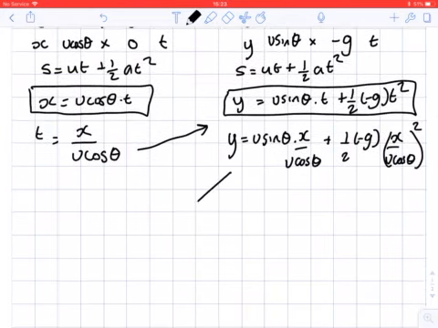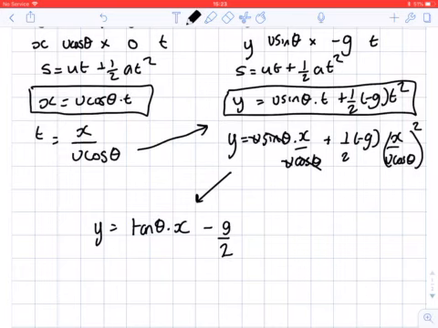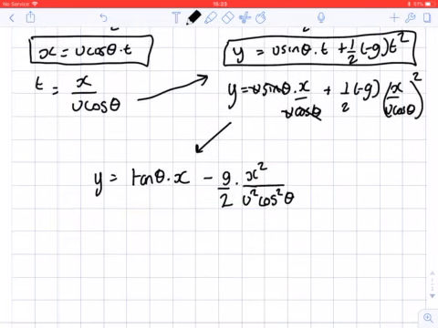So if I take that now and look at simplifying it a little bit, y will be equal to, well, our u's cancel, and we should know from unit 1, I think, that sine theta over cos theta is tan theta. So y is equal to tan theta times x. Then we've got this here, which I'm going to just call minus g over 2 times x squared over u squared cos squared theta. Now obviously I could have left that in the brackets if I wanted to. So that's one way of writing it.